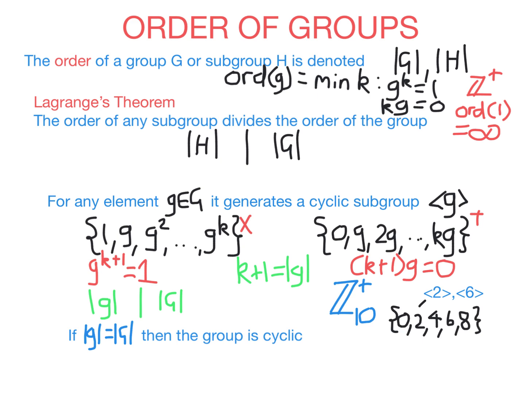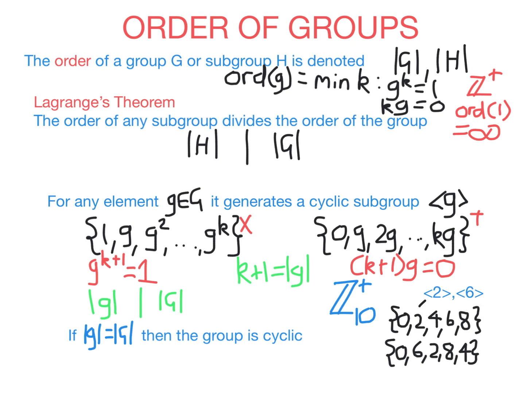So if I wanted to find the cyclic subgroup generated by 6, well, again, I have to have 0. And then I would have 6. The next multiple of 6 is 12, so that's equivalent to 2 mod 10. Plus 6, you get 8. Plus 6, you get 14, which is 4 mod 10. And then if you add 6 more, you're back at 0. 14 plus 6 is 20, which is 0 mod 10.